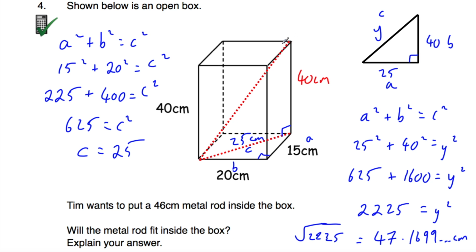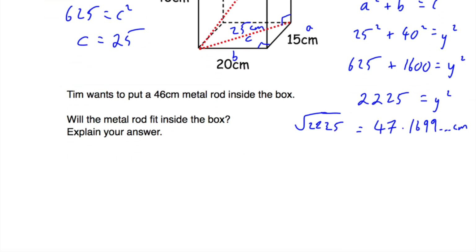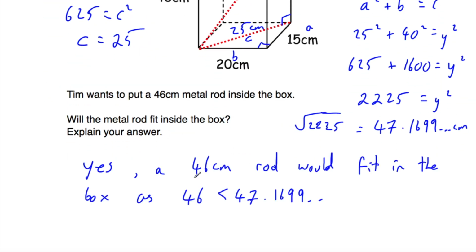So that's fantastic. So now we know the length of that diagonal. The length of that diagonal is 47.1699 and so on centimeters. And that's longer than the length of the metal rod. So let's write down that yes. I've just written down that yes, a 46 centimeter rod would fit in the box, as 46 centimeters, the length of the rod, is less than the length of the diagonal, which is 47.1699 and so on centimeters. And that's it. Okay, let's look at our next question, question number 5.